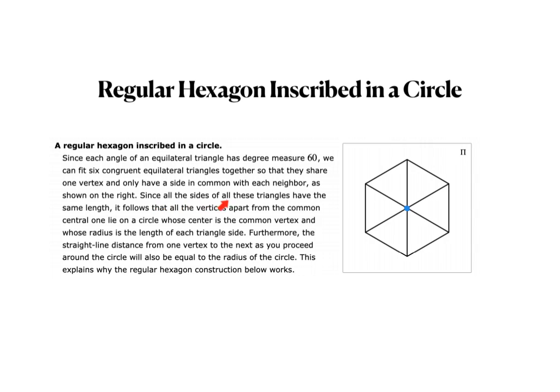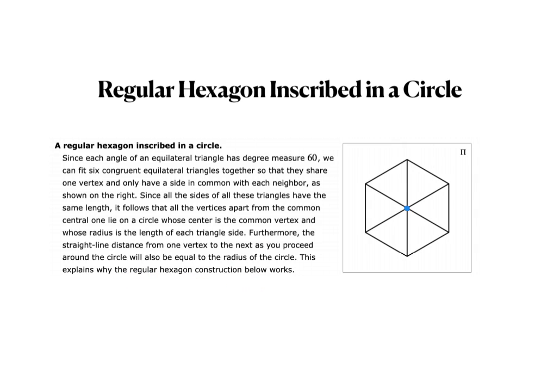Since all of the sides of these triangles have the same length, it follows that all the vertices apart from the common central one lie on a circle whose center is a common vertex and whose radius is the length of each triangle side. Furthermore, the straight line distance from one vertex to the next as you proceed around the circle will also be equal to the radius of the circle. This explains why the regular hexagon construction works.